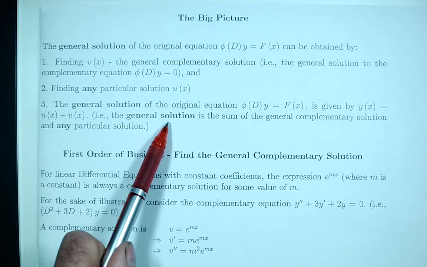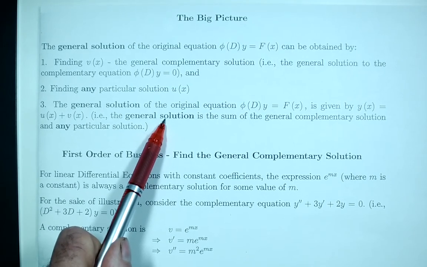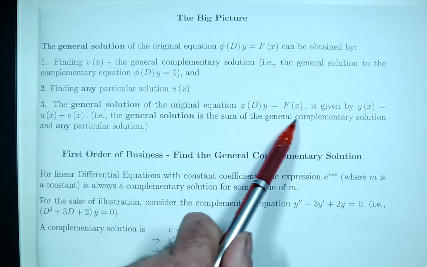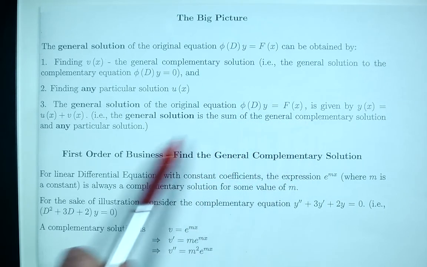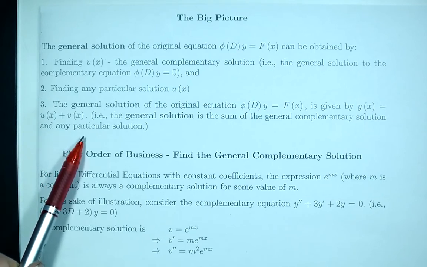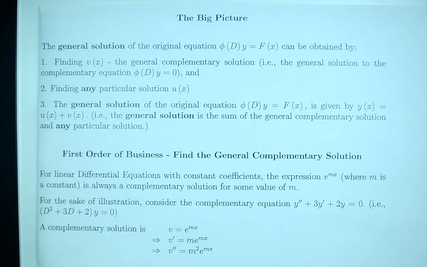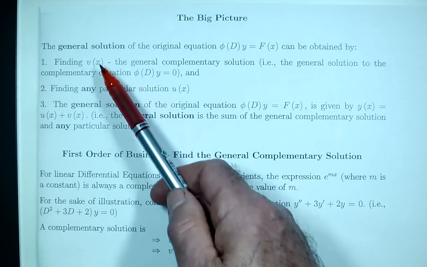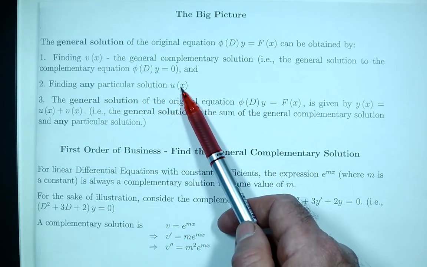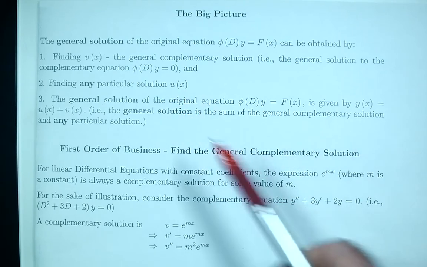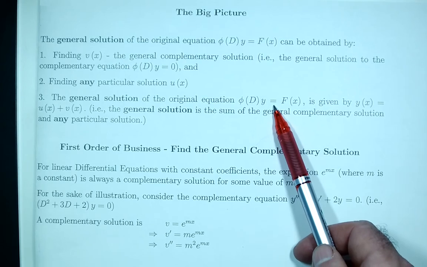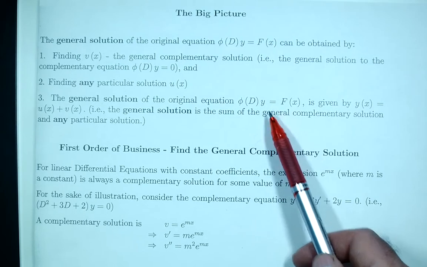In other words, the general solution of the original equation is the sum of the general complementary solution plus any particular solution. So the general complementary solution v of x plus any particular solution u of x constitutes the general solution of the original equation, phi of D y equals f of x.